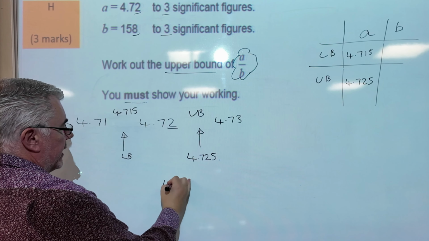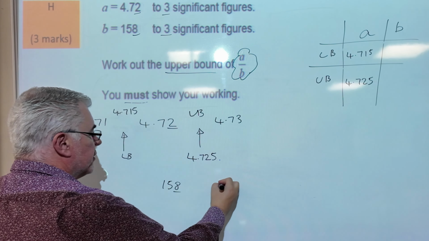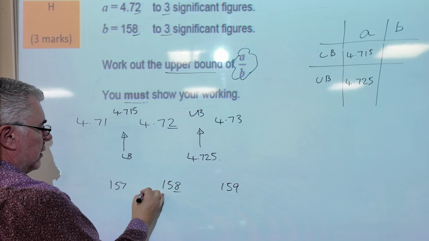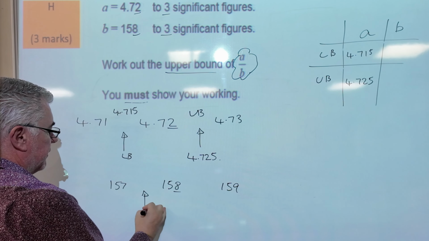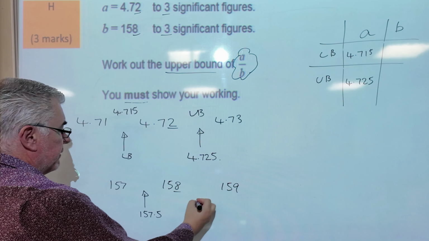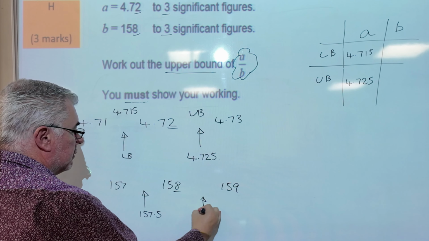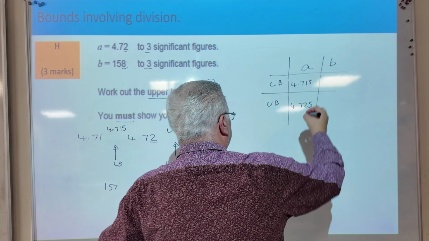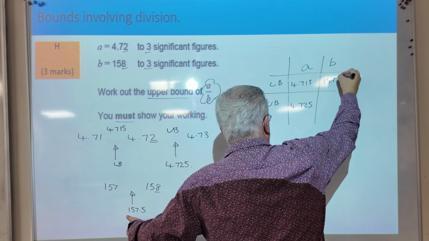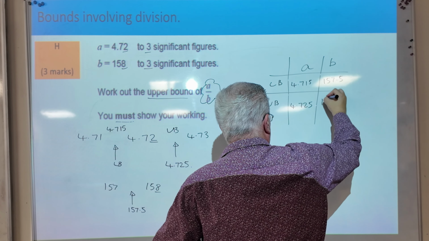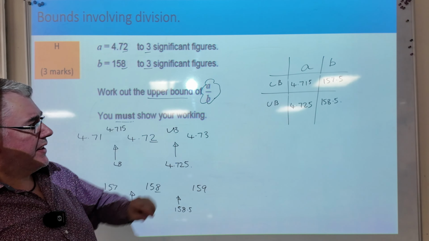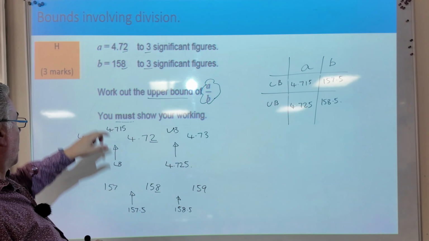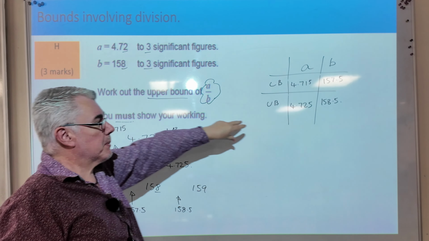And for B, I'm going to do the same. B is 158. It's this 8 that's been rounded. Round it up by 1, round it down by 1. My lower bound is there, 157.5. My upper bound is there, 158.5. Going to pop that into my little table. 157.5, 158.5. This table is often enough to get you a couple of marks, so I might have already scored a couple of marks. Possibly not because it was only worth 3, but it might get me one of them.